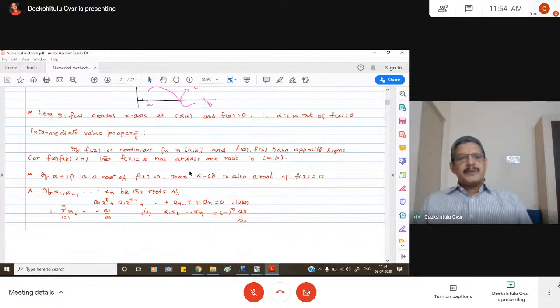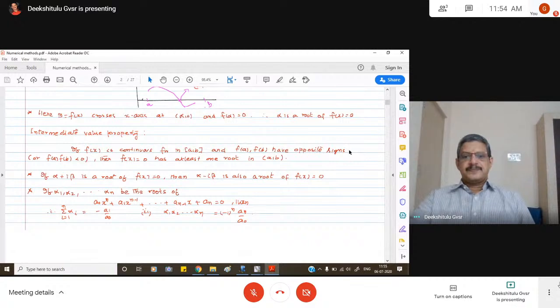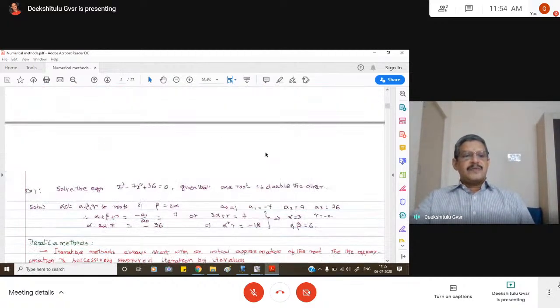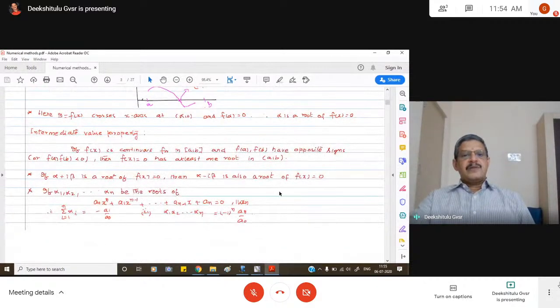Intermediate value property. If f(x) is a continuous function in the closed interval [a, b], and f(a) and f(b) have opposite signs, or you can say when they have opposite signs, the product of these two numbers becomes negative, f(a) times f(b) is less than 0, then f(x) = 0 has at least one root in the open interval (a, b). This is what we call the intermediate value theorem.